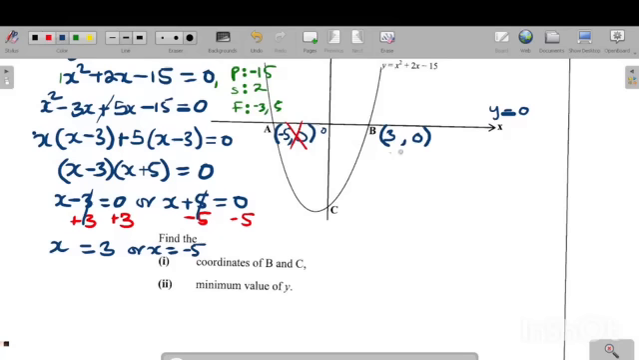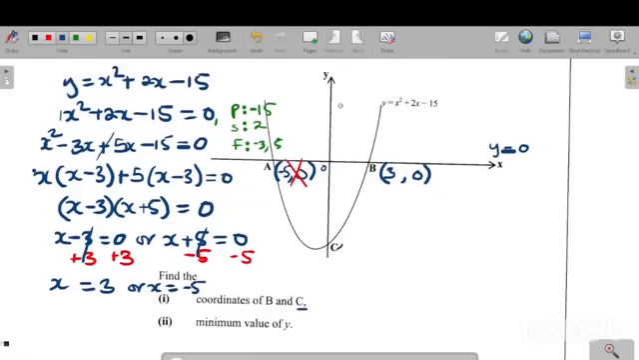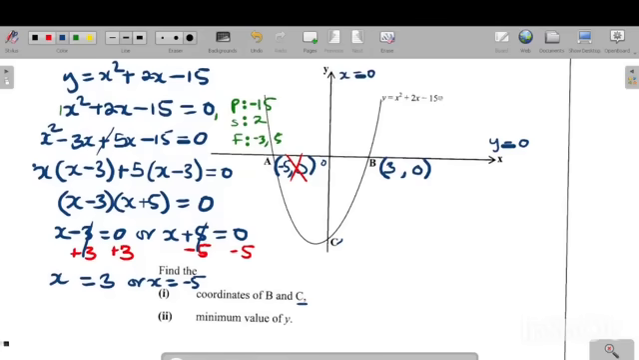So we are only interested in this. So B coordinates are 3, 0, okay? All right. What about C coordinates? Here, C coordinates. Again, what you have to know is that along this line, the value of x is 0, okay? So meaning we are going to use this equation, okay?